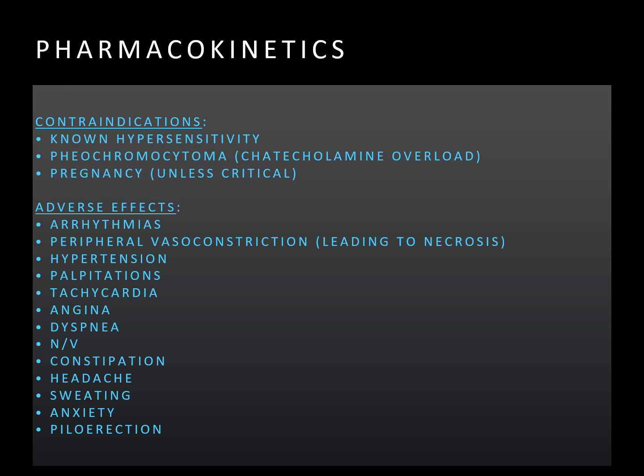Constipation. Well, if you take a look at your sympathetic nervous system, when we give an agonist to beta 2, or when we stimulate beta 2, we're causing a decrease in bowel motility and bowel secretions. So, of course, it's going to cause constipation. There's no peristalsis anymore. Headache, sweating, anxiety, piloerection. These are all side effects.